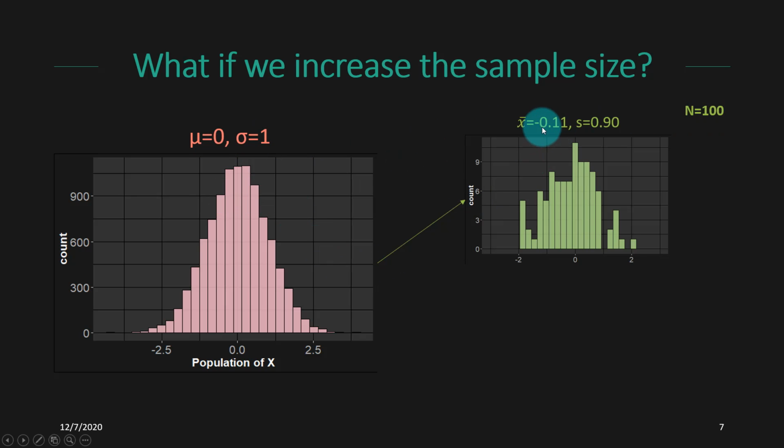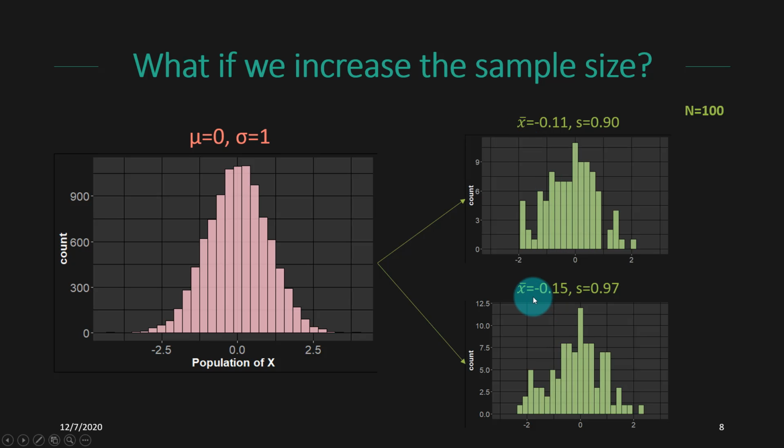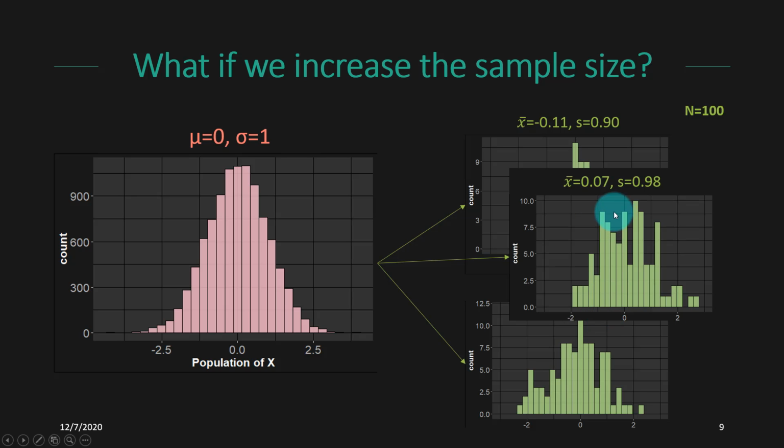My first sample gives me a mean of -0.11, a standard deviation of 0.9. My second sample gives me a mean of -0.15, a sample standard deviation of 0.97. And my third sample gives me a mean of 0.07, standard deviation of 0.98. Again, we could keep doing this over and over and take thousands of samples if we wanted to. I'm just showing you the first 3 to give you a sense of what we're doing when we're talking about these simulations and what it means cumulatively when we think about the distribution of sample means.